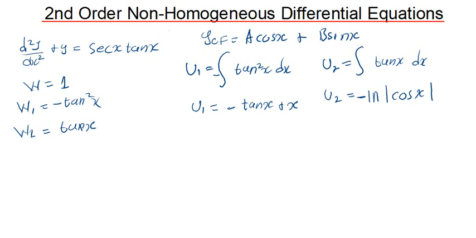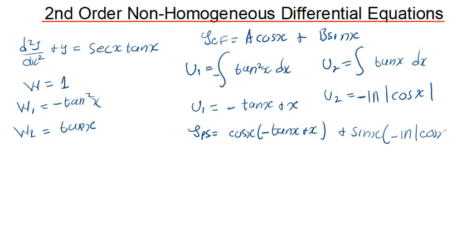So now, having determined that, we can say the particular solution is going to be equals to our u1 multiplied by y1, which is cos x there. So this is just going to be cos x multiplied by minus tan x plus x. Then I'll say plus u2, which is that, multiplied by y2, which is sine x. That would be sine of x, then minus ln of cos x there, like that. So this is the particular solution.